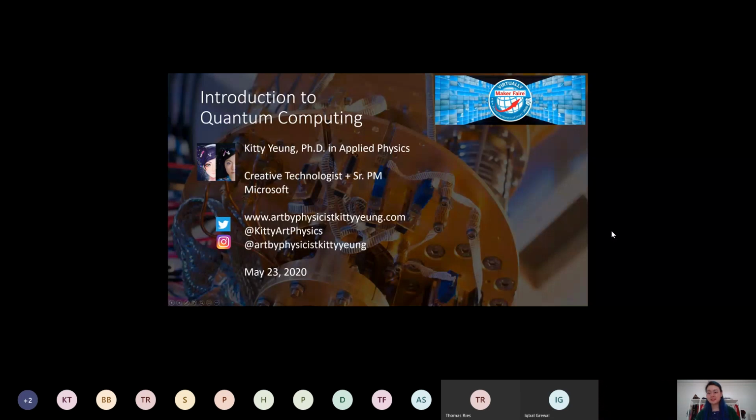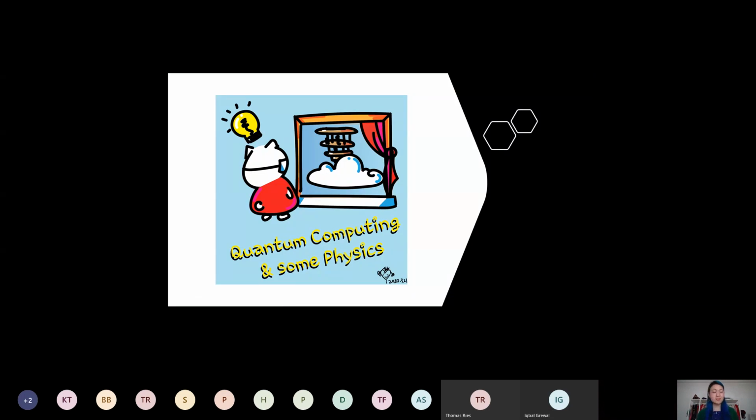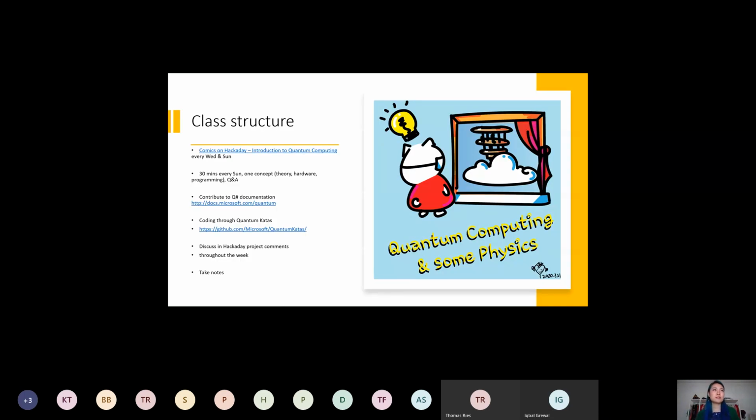I got started with this project pretty much aligning with the time when we started working from home. It came to my mind that I wanted to do some creative work, but also be able to explain quantum computing to people. I've always been drawing, so I thought that should be a good challenge for me to combine the two. And then ever since, I've been giving this lecture on Hackaday every Sunday.